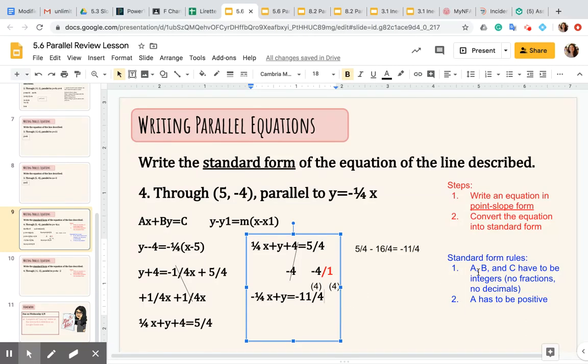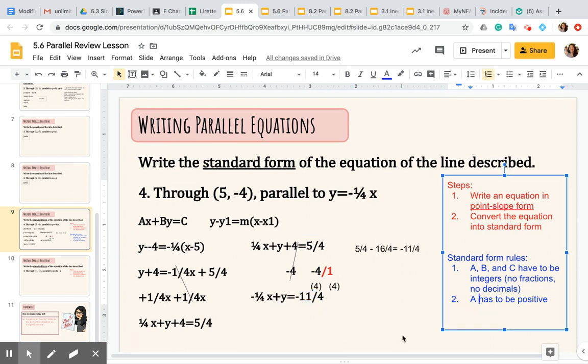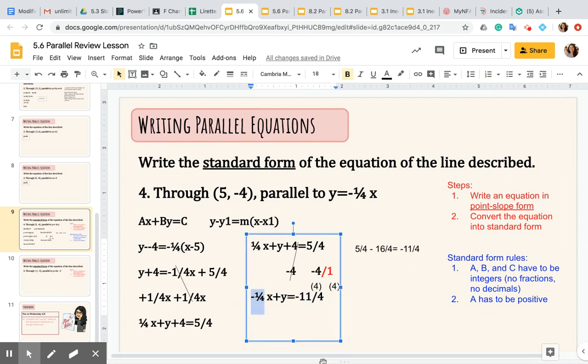Well, let's go back to the rules to see if it meets all these criteria. My a value and my b value and my c value have to be integers. Right off the bat, that's not an integer. Neither is this. It also says that a has to be positive. Here's my a value. It's not positive. So I need to take care of both of those things.